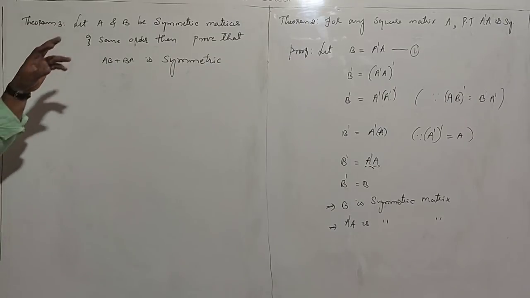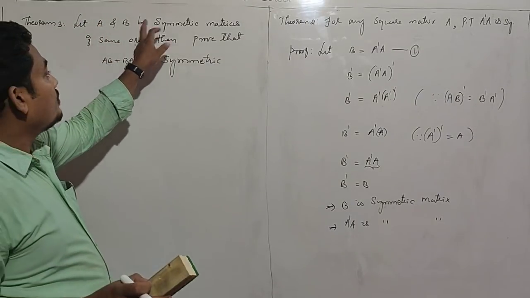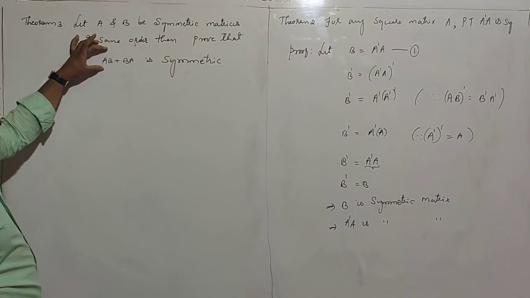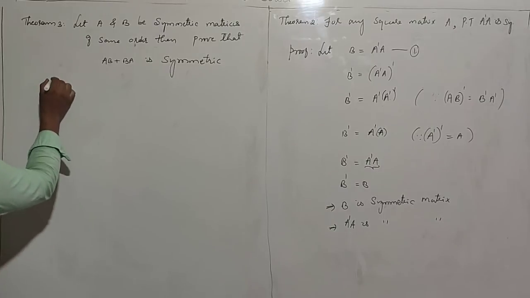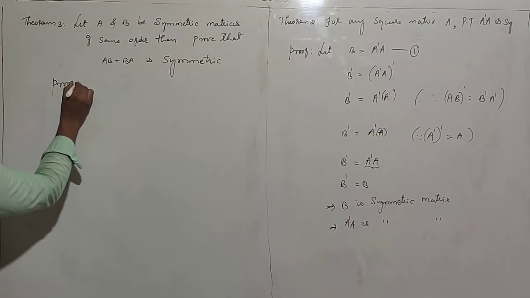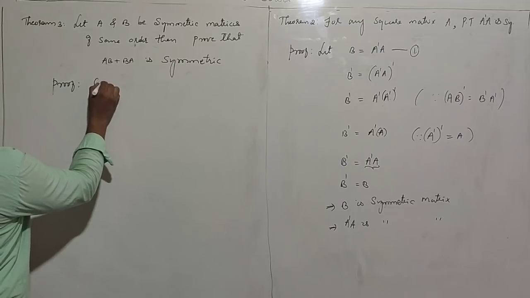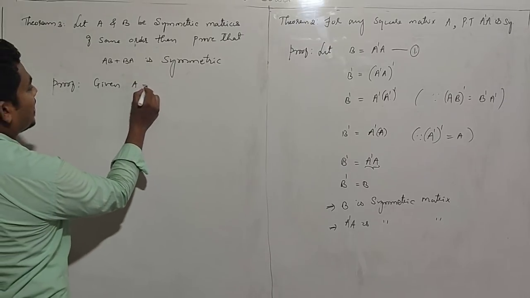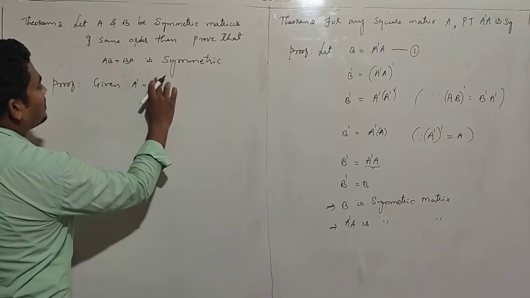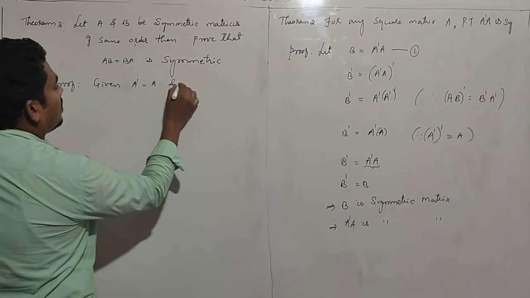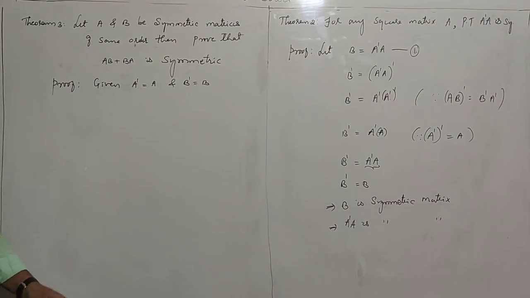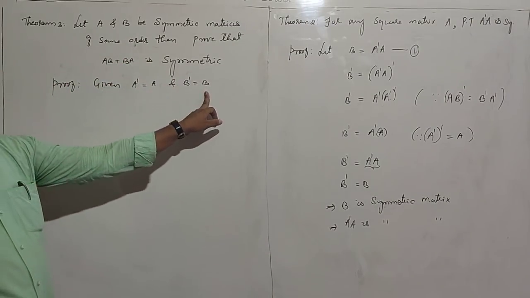Clearly given. What is given? Matrix A and matrix B both are symmetric matrices. A and B are symmetric, then prove that AB plus BA is symmetric. Proof. What is given? Given that A is symmetric. What is meaning of A is symmetric? A is symmetric means A equal to A transpose or A transpose equal to A. And one more condition is B transpose equal to B. Why? Because both A and B are symmetric matrices.